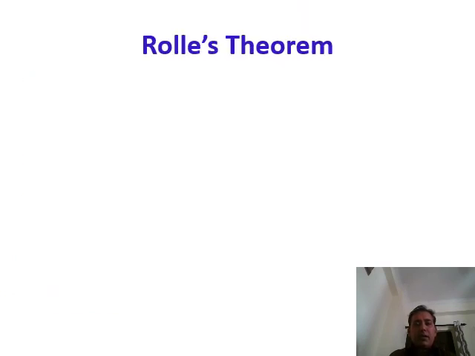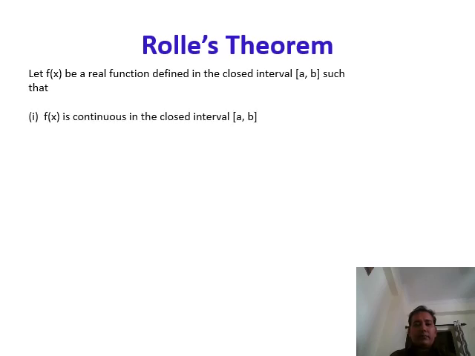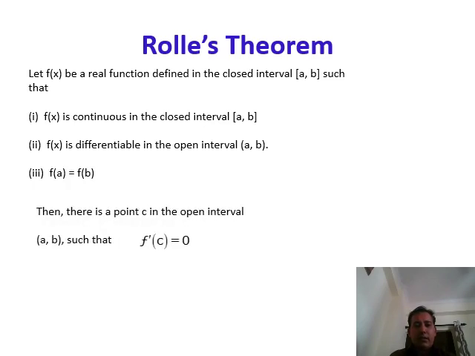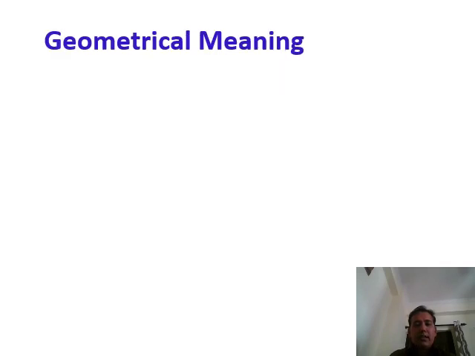Now, number one, Rolle's theorem. Let f(x) be a real function defined on the interval [a, b] such that the function is continuous in the closed interval [a, b], the function is differentiable in the open interval (a, b), and f(a) is equal to f(b). Then there is a point c in the open interval such that f'(c) is equal to 0. Means c lies between a and b.